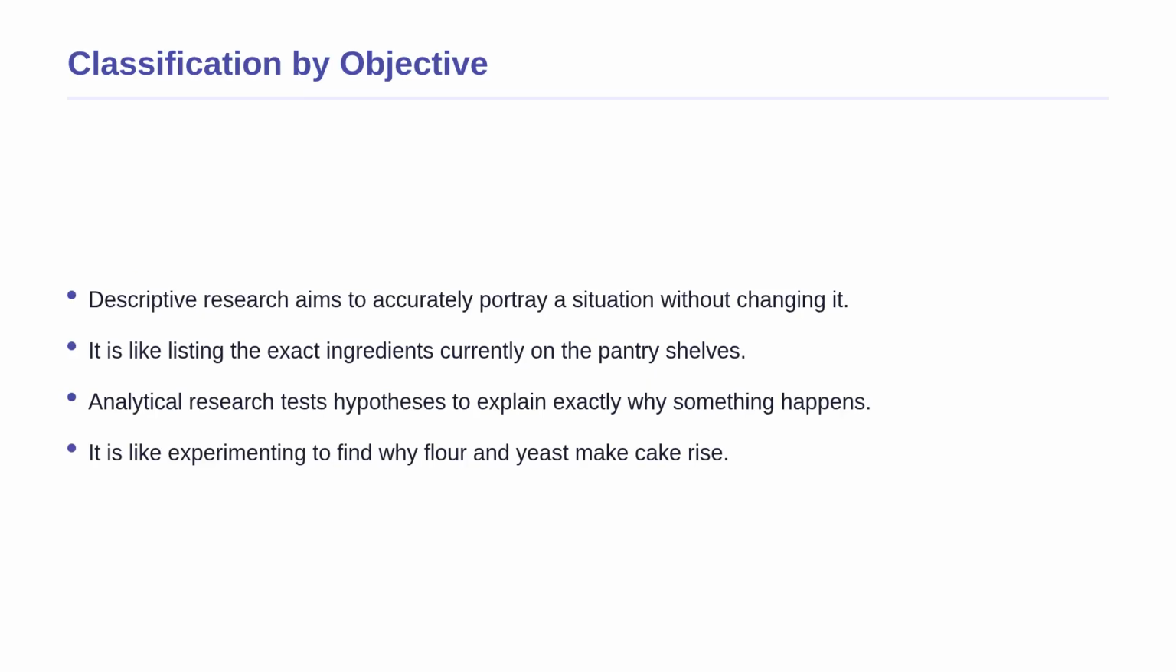Now that we have our kitchen analogy in mind, let us look at our first major classification, dividing research by its objective. Sometimes you just want to open the pantry and list exactly what ingredients are on the shelves. This is descriptive research, which aims to accurately portray a situation without changing it. Other times, you want to run experiments to find out exactly why a specific combination of flour and yeast makes a cake rise. This represents analytical research, which goes much deeper by testing hypotheses to explain exactly why something happens.